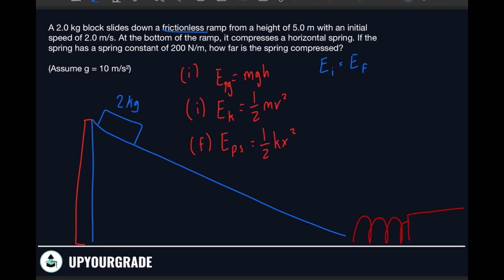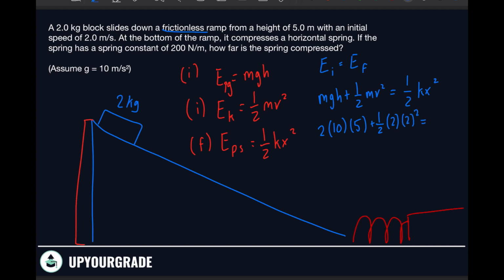So I can now rewrite this as the initial energy is the gravitational potential energy plus the kinetic energy. And that's equal to the final mechanical energy, which in this case is simply the spring energy. So now we can plug in some of our values. The mass of the object is 2 kilograms. We're going to assume gravity here has an acceleration of 10 meters per second squared, and the height is 5 meters. And we're going to add that on to the kinetic energy, which is half. The mass here is 2 kilograms, and the velocity is initially 2 meters per second.